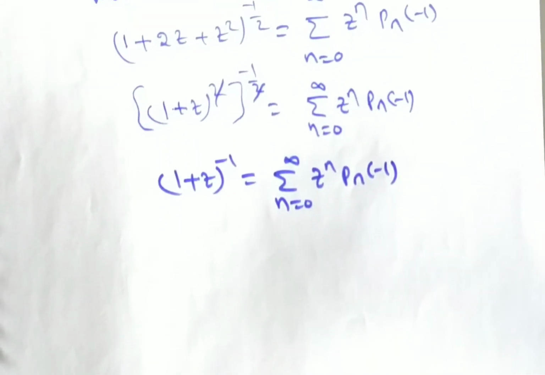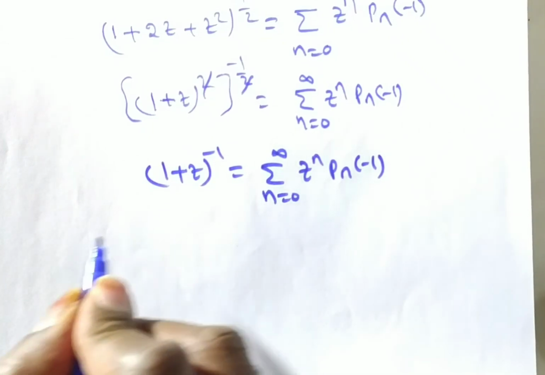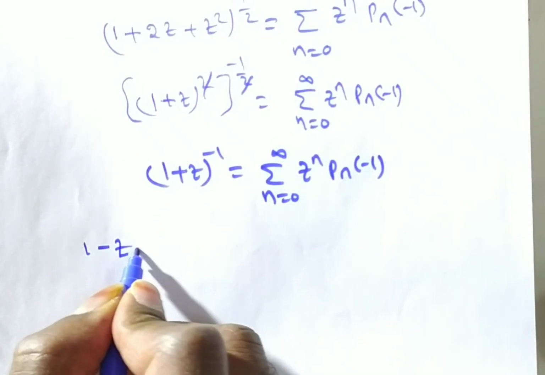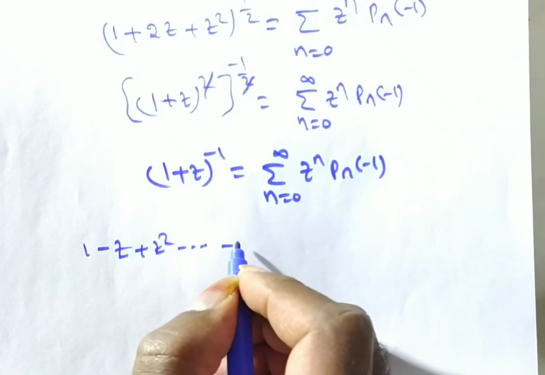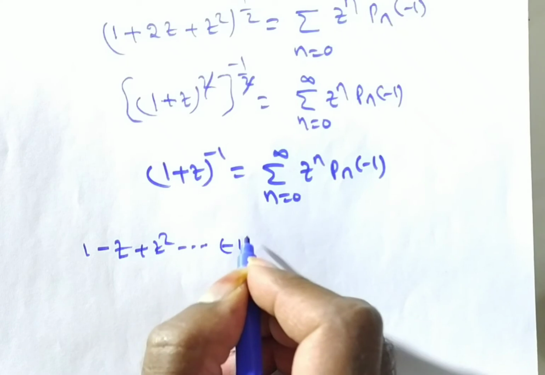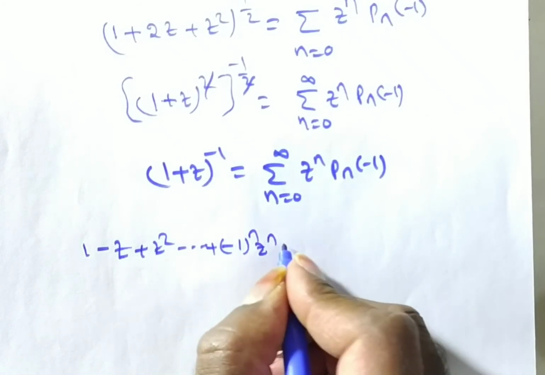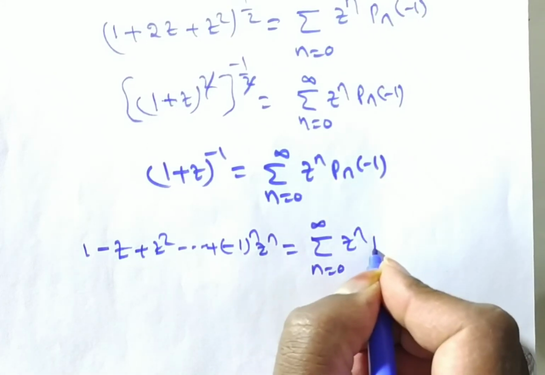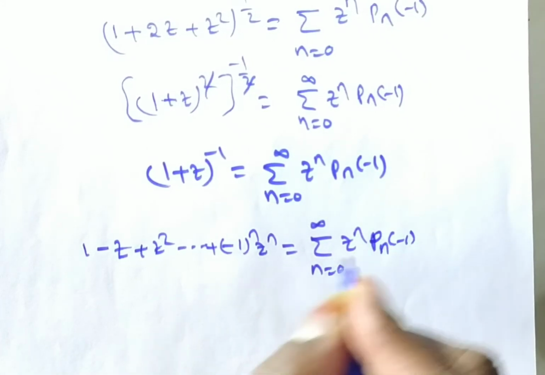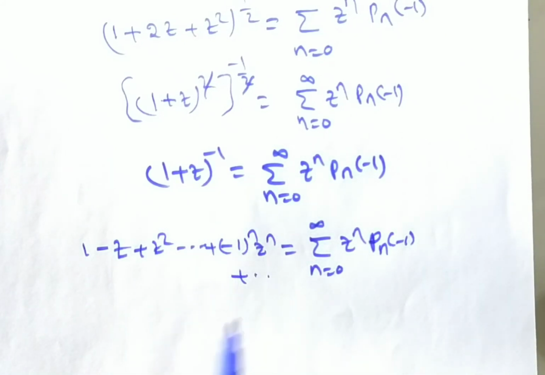Right. Now (1 plus z) whole inverse, using the binomial expansion, you have 1 minus z plus z square and so on, minus 1 to the power of n z power n, is equal to summation n is equal to 0 to infinity z to the power of n into Pn of minus 1. So there is plus so on also, because it is a binomial expansion.